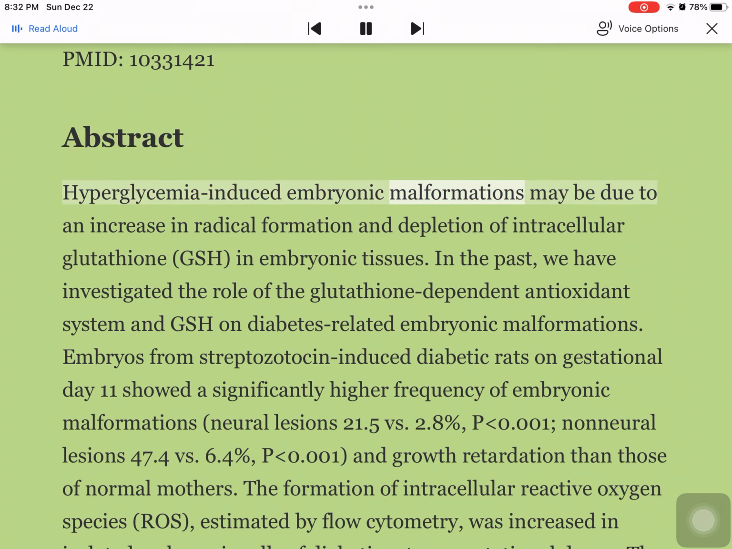Hyperglycemia-induced embryonic malformations may be due to an increase in radical formation and depletion of intracellular glutathione, GSH, in embryonic tissues. In the past, we have investigated the role of the glutathione-dependent antioxidant system and GSH on diabetes-related embryonic malformations. Embryos from streptozotocin-induced diabetic rats on gestational day 11 showed a significantly higher frequency of embryonic malformations, neural lesions 21.5 versus 2.8%, p less than 0.001, non-neural lesions 47.4 versus 6.4%, p less than 0.001, and growth retardation than those of normal mothers.